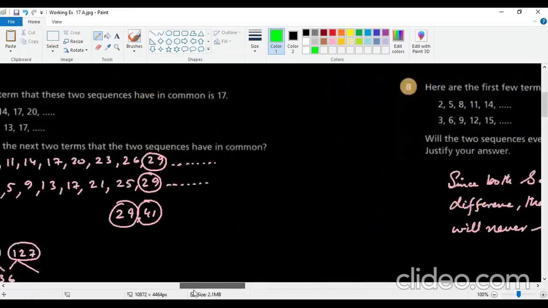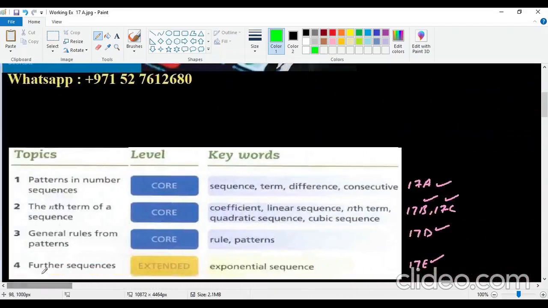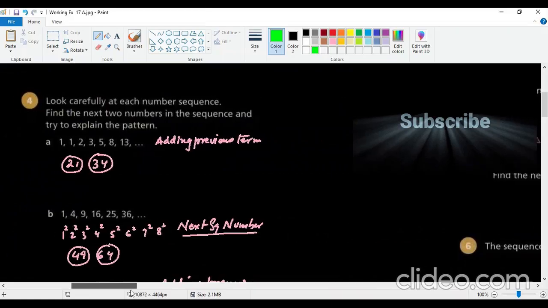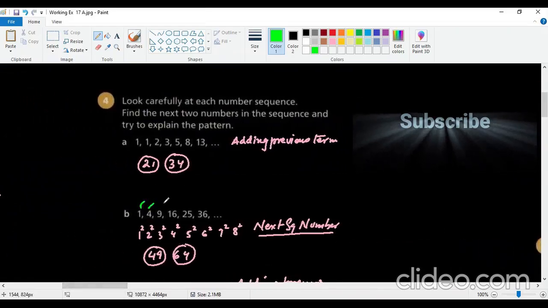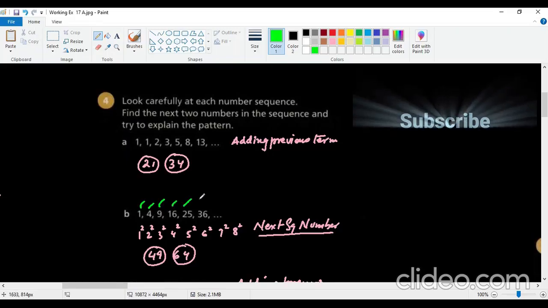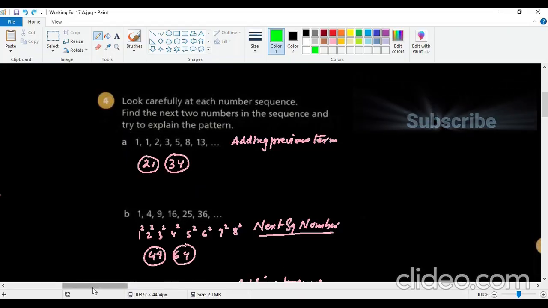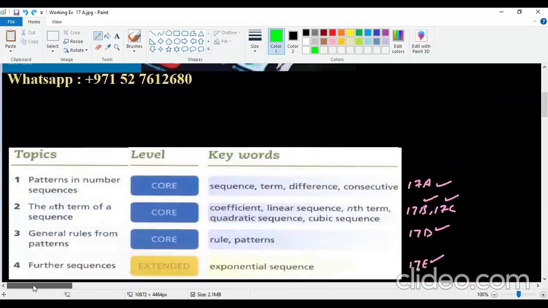Now I'm taking you back to the beginning where we started this topic. In this topic, we have learned about patterns in number sequences, how the patterns are found out, what terms are, how to find out the difference between them, and what consecutive terms are. Consecutive terms are the terms that come one after another, for example, in here 1, 4, 9. These are all consecutive terms. In the next topics, I will explain further in detail about other types of sequences.